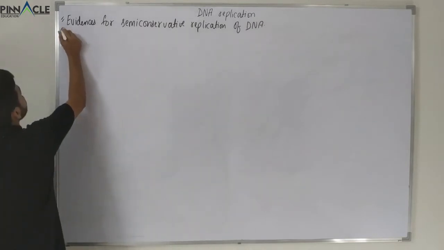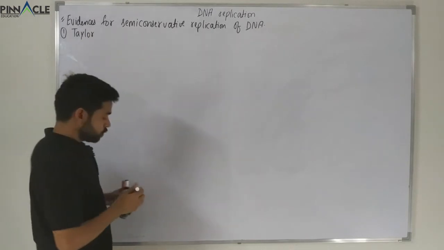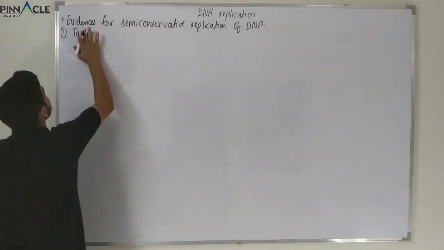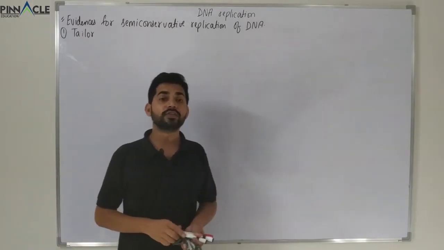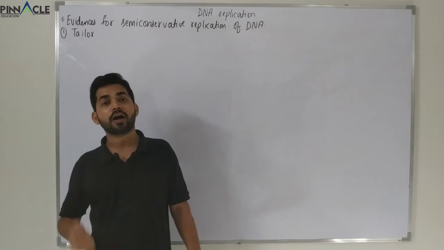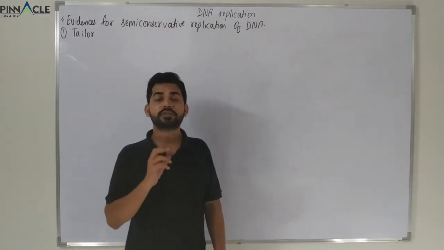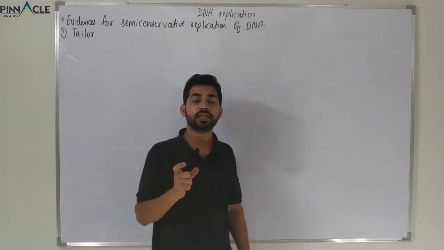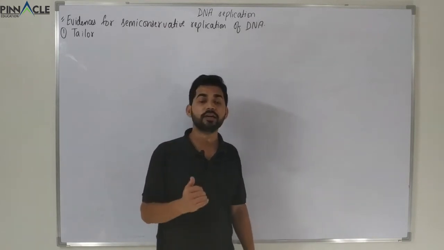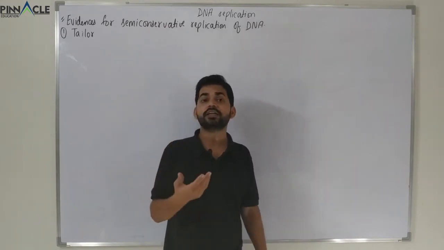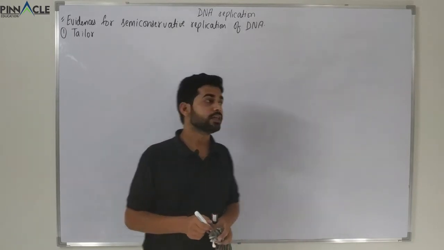So the first experiment that we have to study in this case is Taylor's experiment. Taylor was a scientist and he experimented on Vicia faba, also called faba beans. He fed radioactive thymine. We have studied that thymine is one nitrogenous base of DNA. To the dividing cells of the root tip of Vicia faba, Taylor fed radioactive thymine, that is with 3H, hydrogen called tritium.